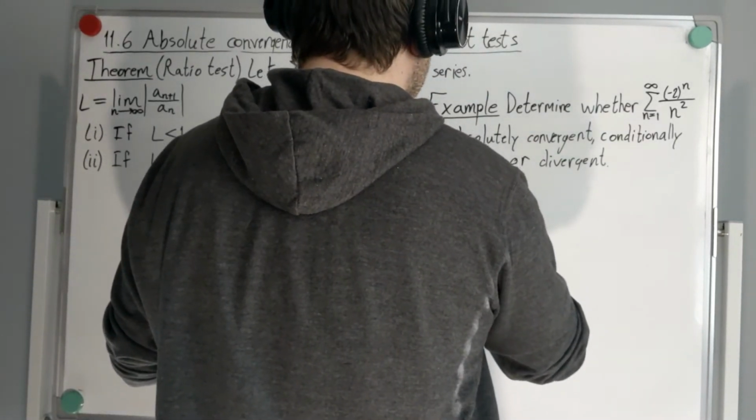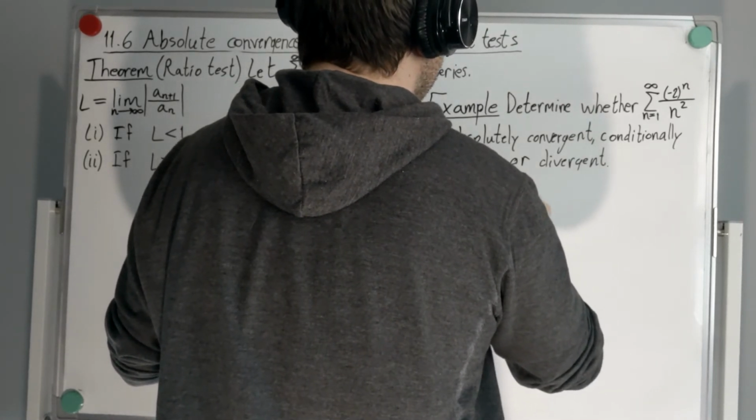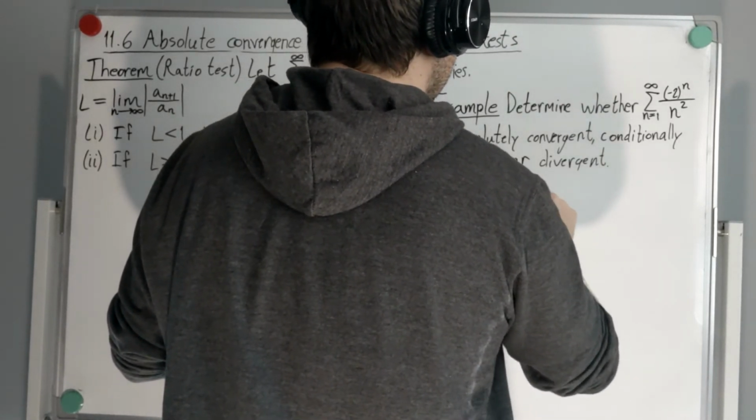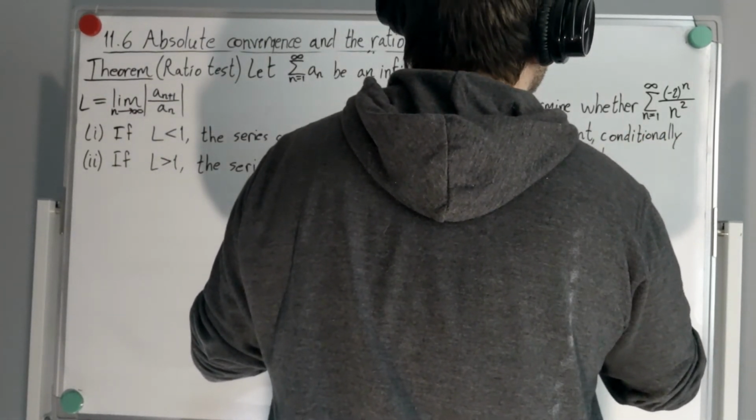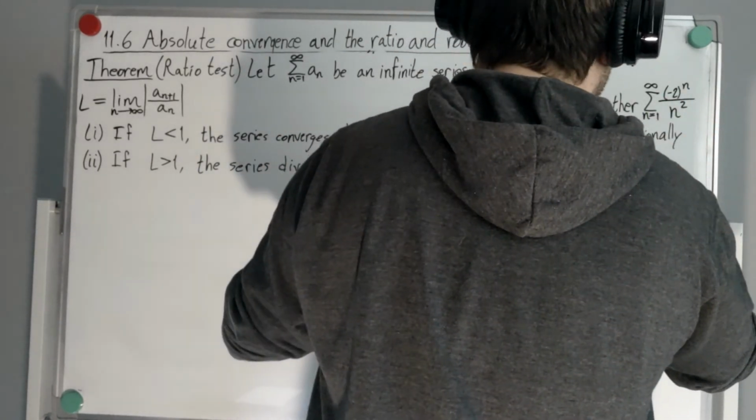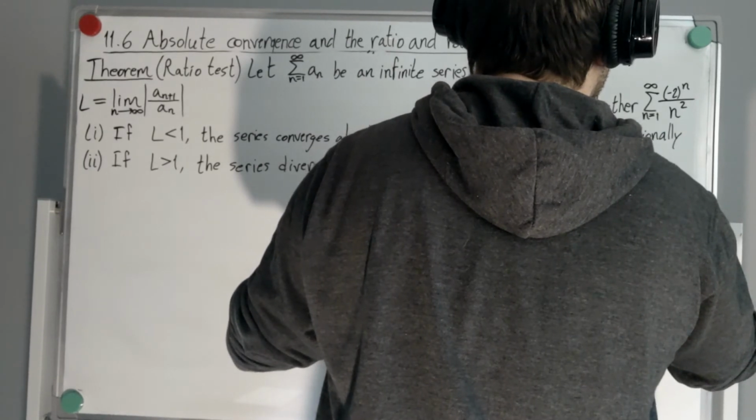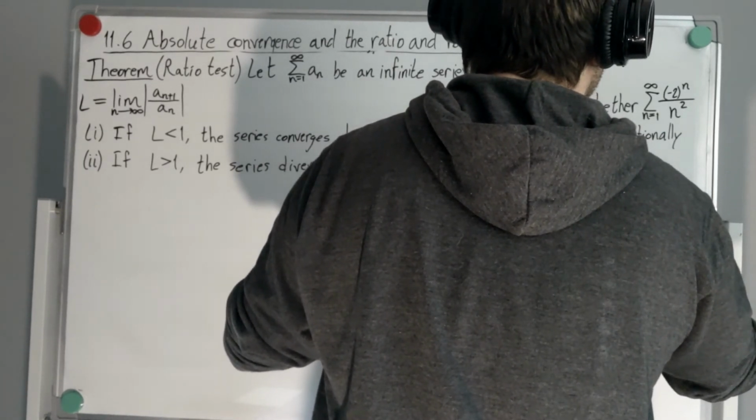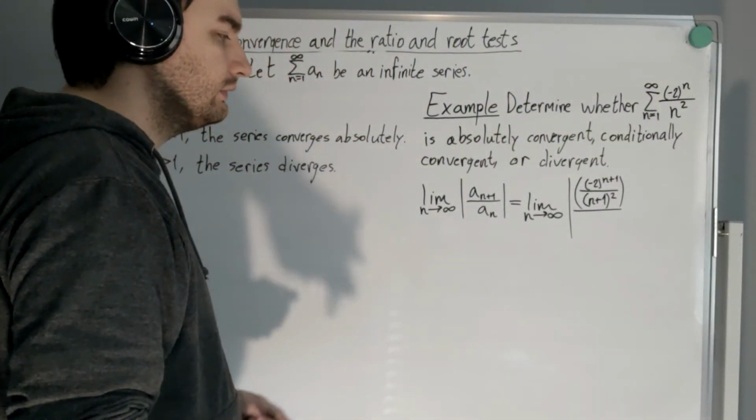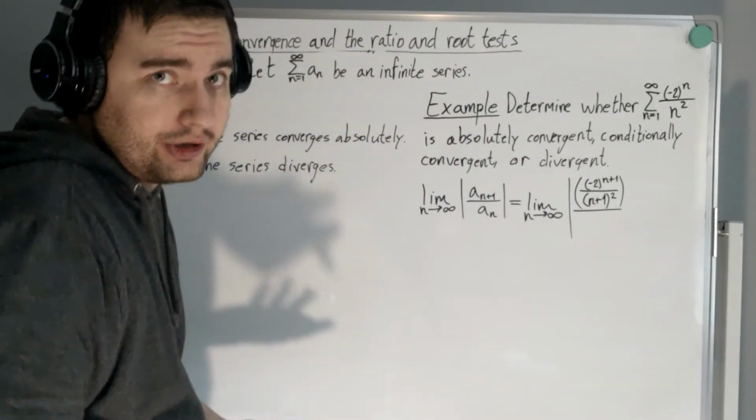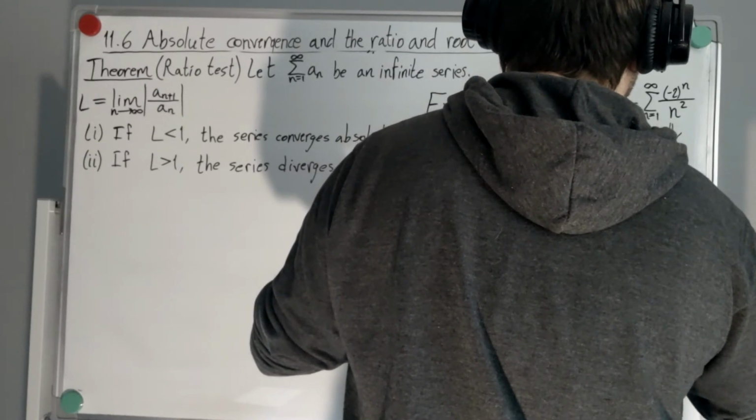Again, we're going to take the limit as n approaches infinity of the absolute value of a_(n+1) divided by a_n, which in our case is the limit as n approaches infinity of the absolute value of, the top is going to be negative 2 to the n plus 1 divided by n plus 1 squared. So that's the numerator. The denominator is going to be a_n, the nth term, or in other words, negative 2 to the n divided by n squared.